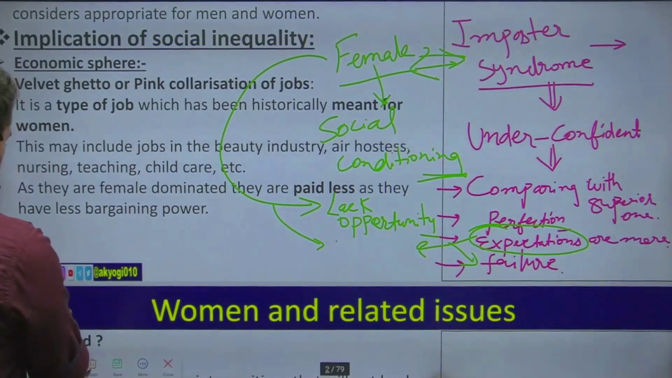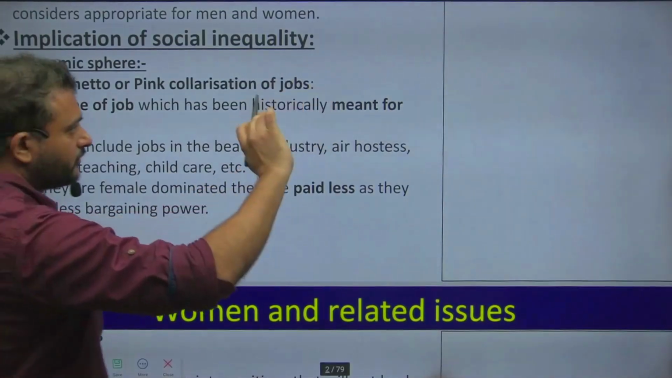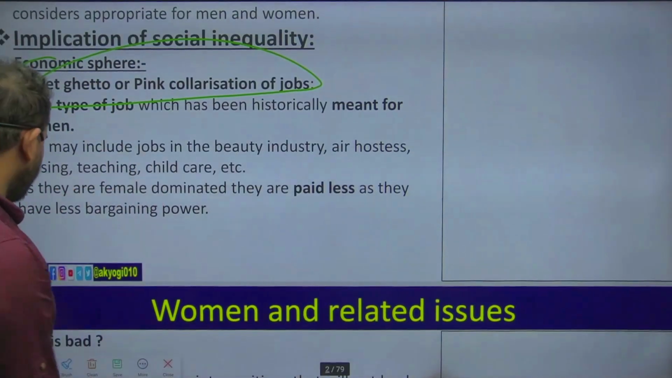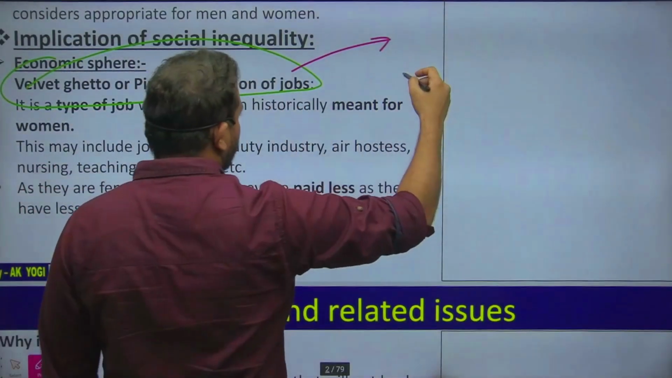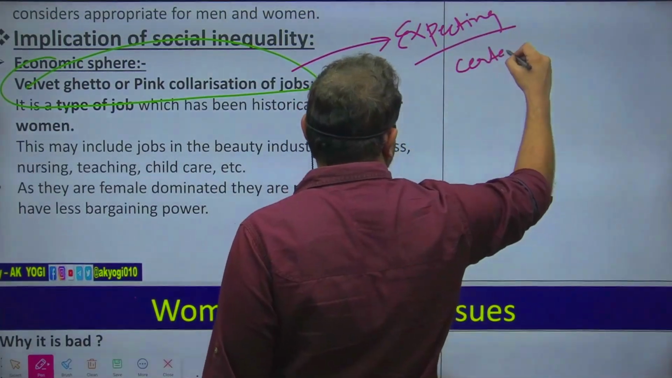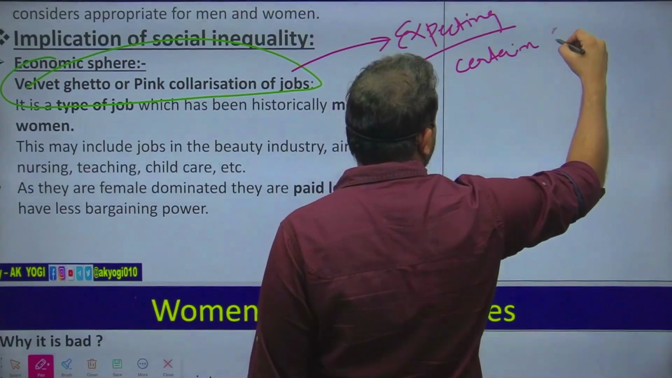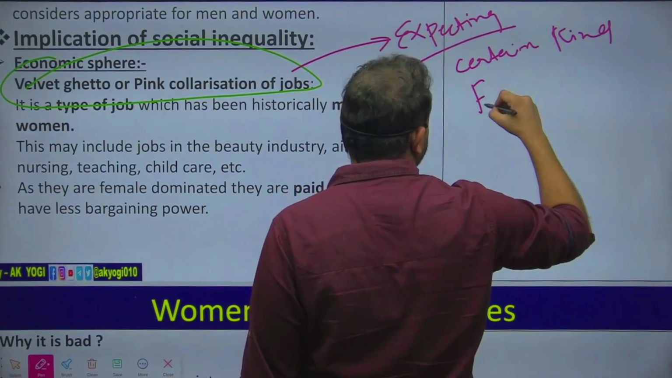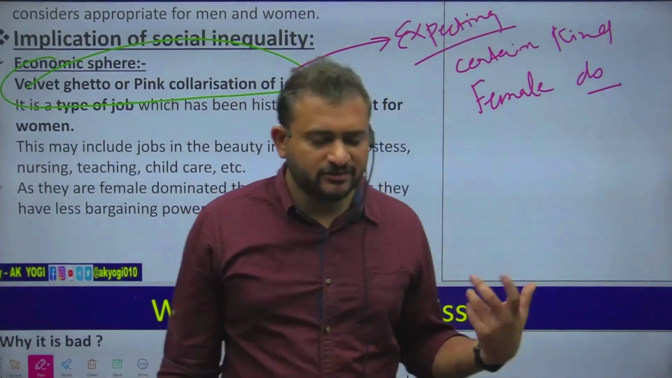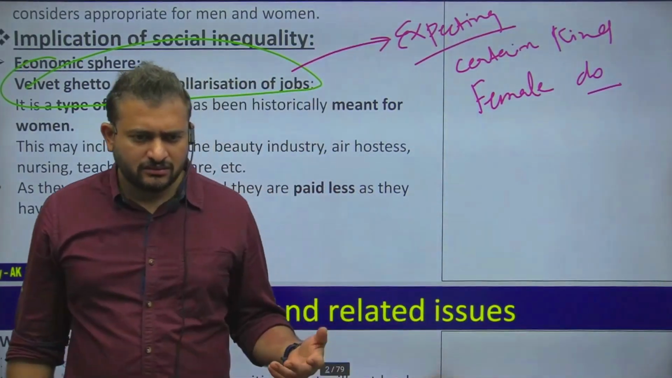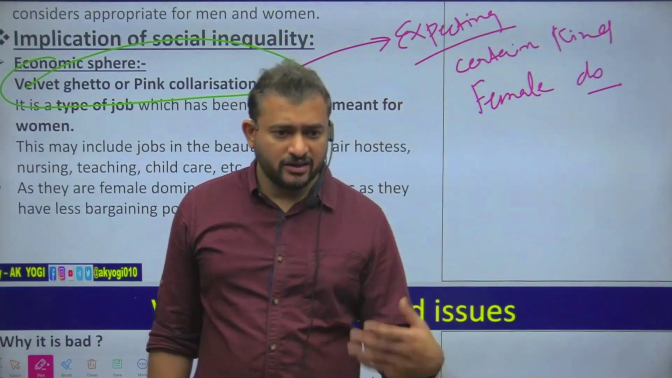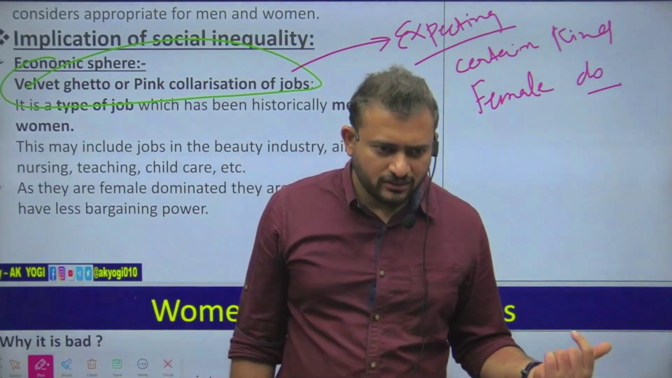Okay, so you have written that imposter syndrome. The second thing is velvet ghetto or pink polarization of jobs. That means society expects a certain kind of work that females should do. Certain kind of work, that is pink polarization of jobs, like nursing, taking care of children, cooking, teaching, air hostess, reception, all these things.